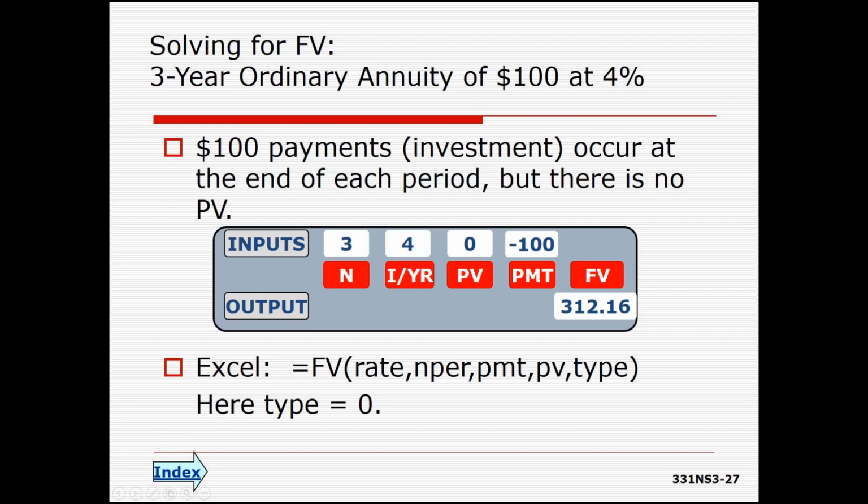First, let's look at an example of solving for the future value of an ordinary annuity. 3-year annuity, 4% annual rate. You deposit $100 each year. Payment is negative since you're depositing the 100. Future value will be positive.